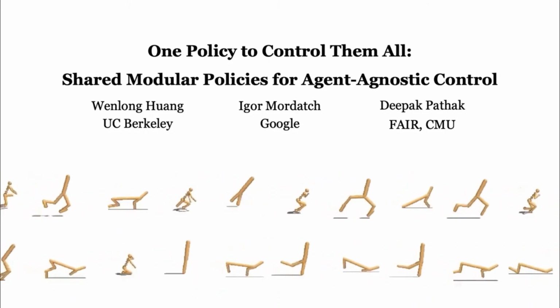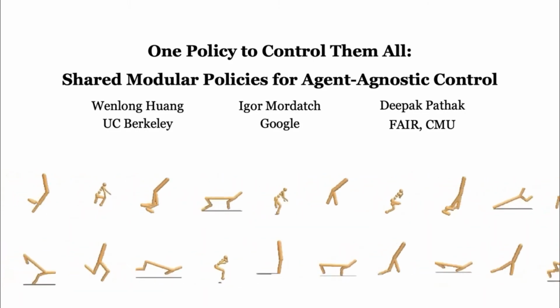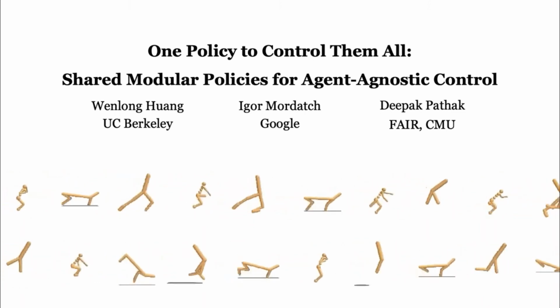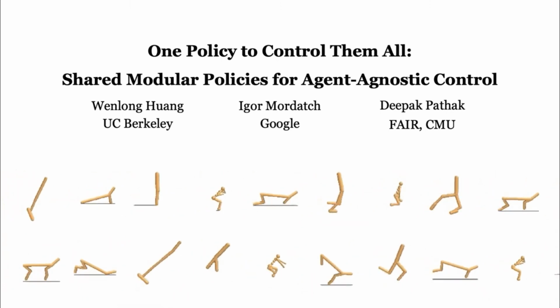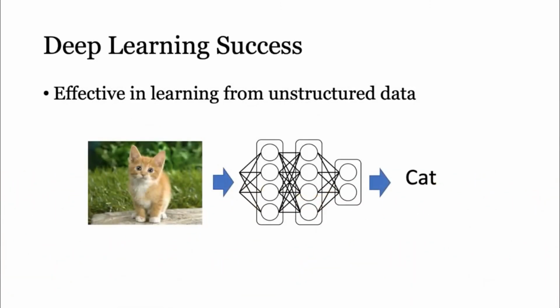We present Shared Modular Policy, a method for learning a single controller for a wide variety of robot morphologies, which can then generalize to unseen robot shapes at test time without any further training. So deep learning has been successful in solving a number of challenging tasks in many fields.